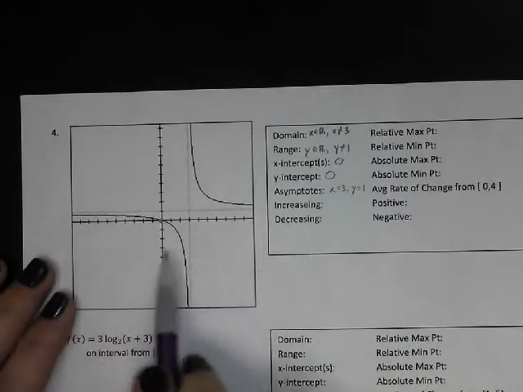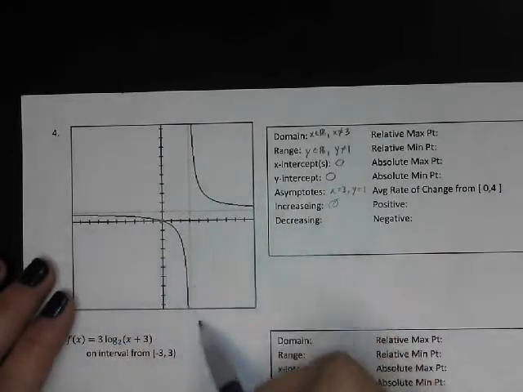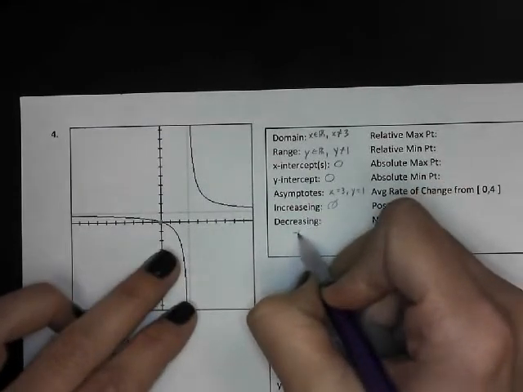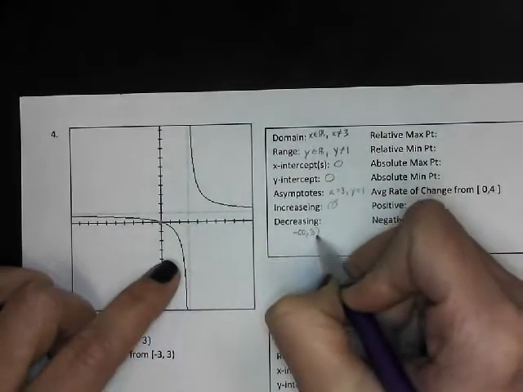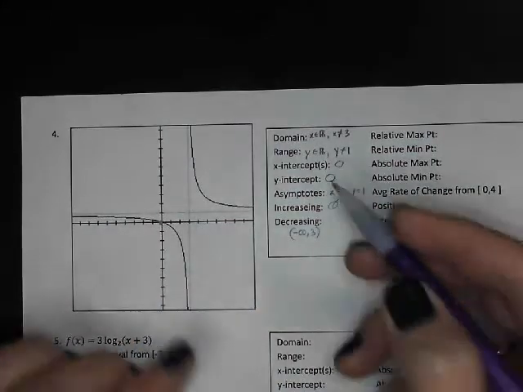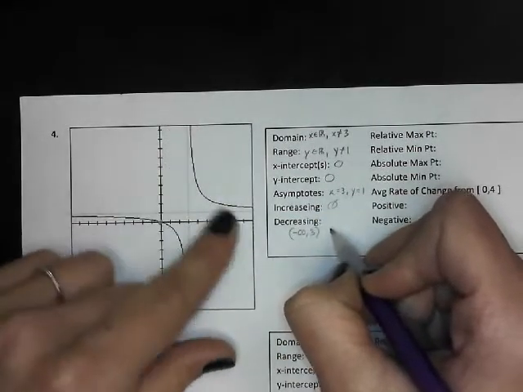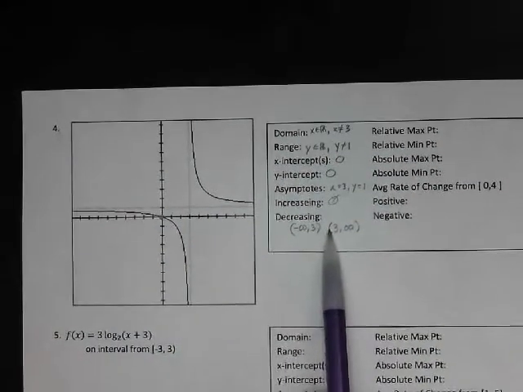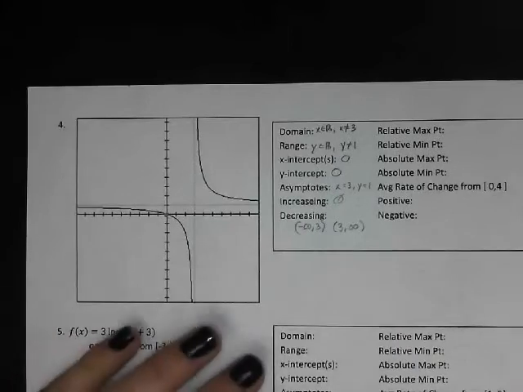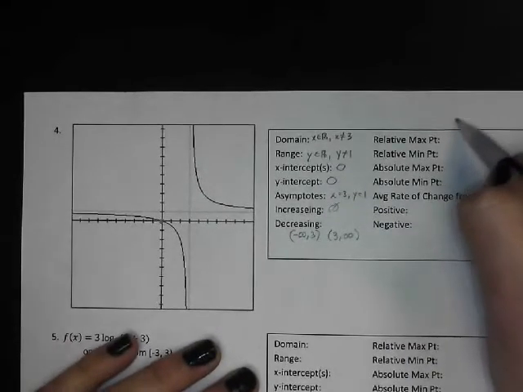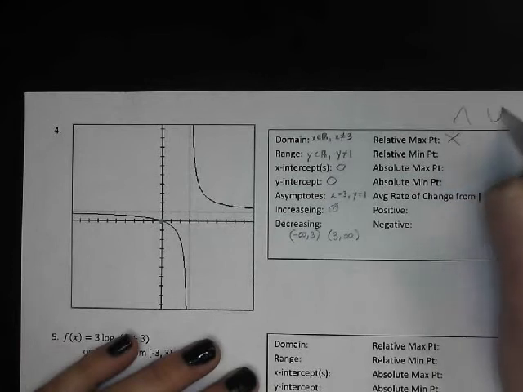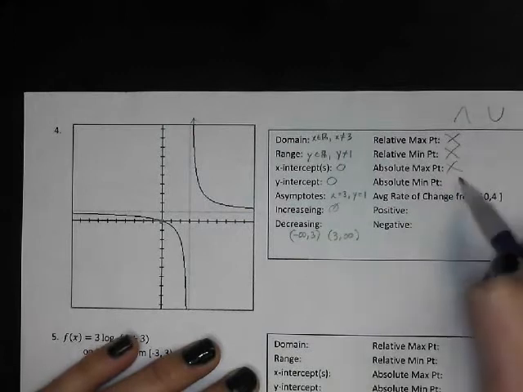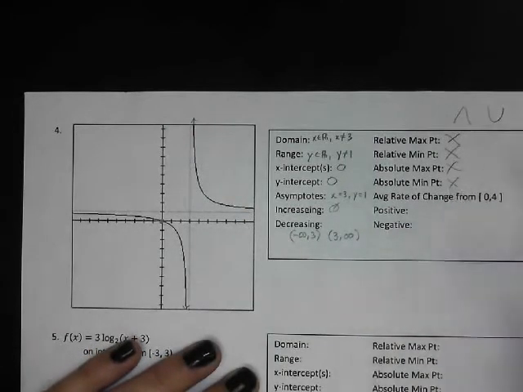It's increasing never, because this is going down. This is also going down. It's decreasing from -infinity up until 3. Nothing's happening at 3, so we can't include that. And then it's decreasing, again, from 3 to infinity. So we pretty much say it's decreasing everywhere but at 3, because we don't have brackets on that. There's no relative max, because we have no peak. There's no relative min. There's no absolute max, because it will go up forever. There's no absolute min, because it will go down forever.